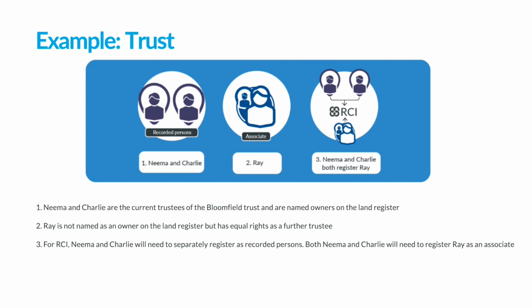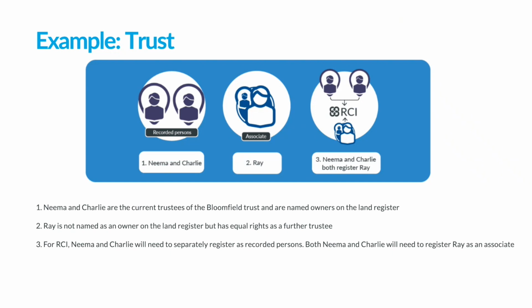Here we have the Bloomfield Trust. Nima Adinga and Charlie Jones are current trustees. They are both named as owners on the land register. There is also an additional trustee, Ray Simpson. Ray is not named on the land register, but he has equal rights to Nima and Charlie. For the purposes of RCI, in this demonstration, Ray is an associate.